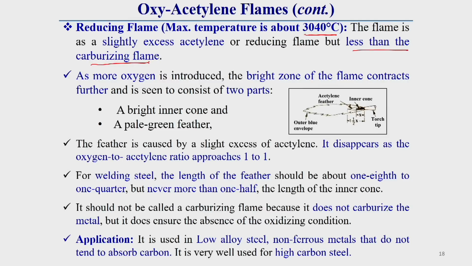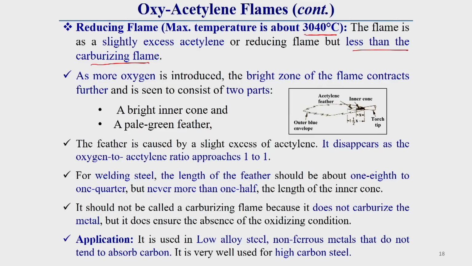Though a slight excess of acetylene is there, generally its acetylene content is less than what is called a carburizing flame. As some oxygen is introduced, the bright zone of the flame contracts further and is seen to consist of two parts. What are these two parts?